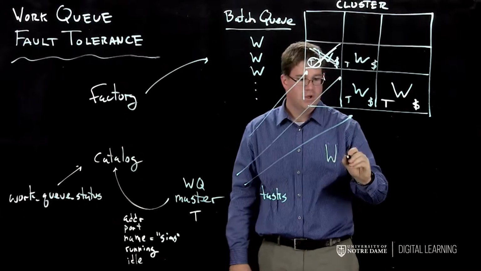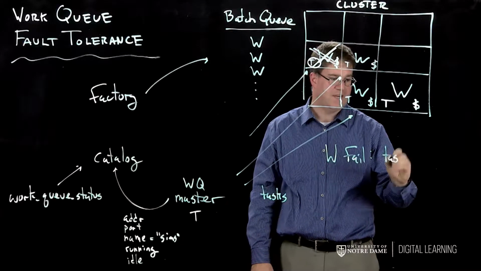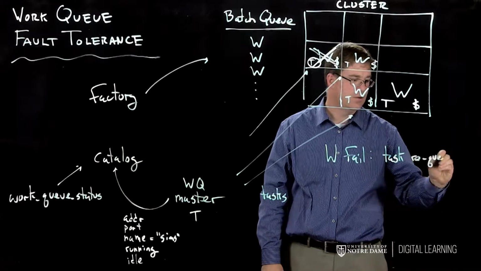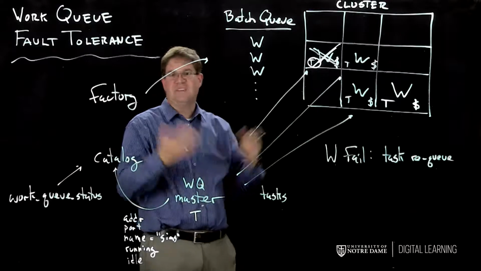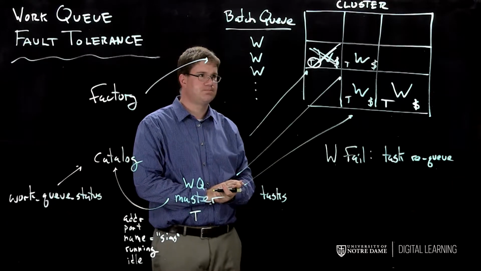So when a worker fails, the tasks, if any, that were running are requeued and executed. And it's important to note that from the perspective of the application running it, it never sees that. It's something completely hidden from the application.